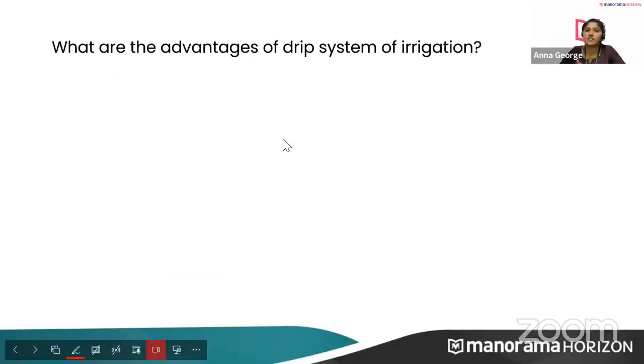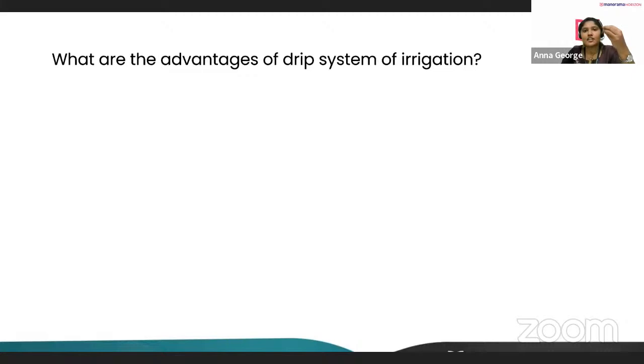So what are the advantages of drip system of irrigation? Will the water be lost? For the traditional method, what is the problem? First thing, it is manual. And the second thing, water will be lost. There is a huge amount of water loss there. But for the drip system, not a single drop of water is lost easily. Every drop of water is precious. So this is the main advantage of drip system of irrigation.